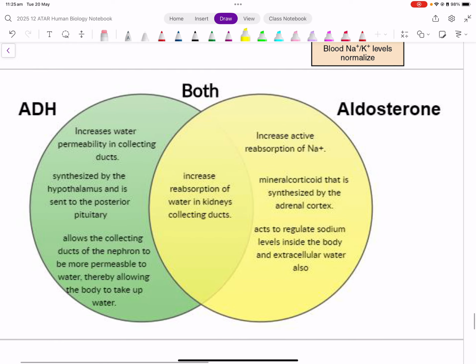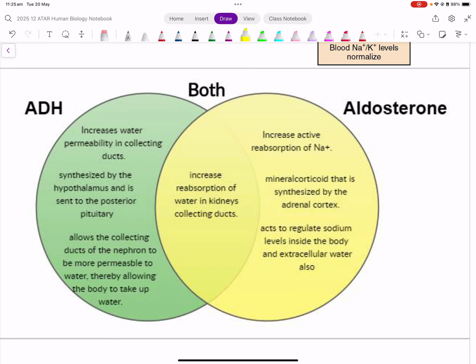So what I've got here, again, I'm going to skip over it for now, but if you want, pause it. Just a very quick comparison between the effect of ADH and aldosterone. But the key part that we really want to focus on here is that they both increase that reabsorption of water in the kidneys. Different mechanism of doing so, but they both have the same outcome.